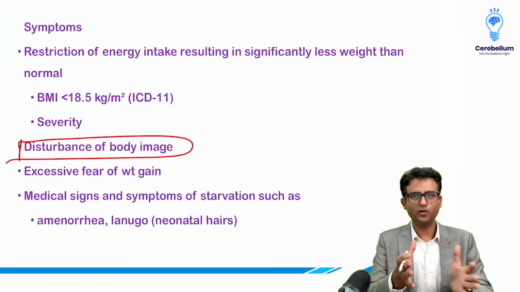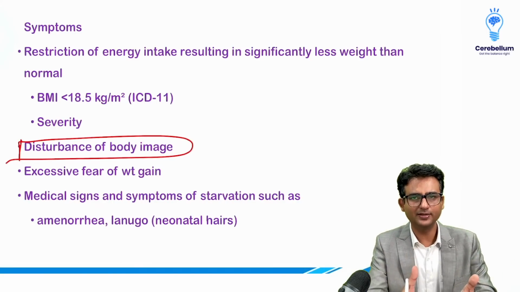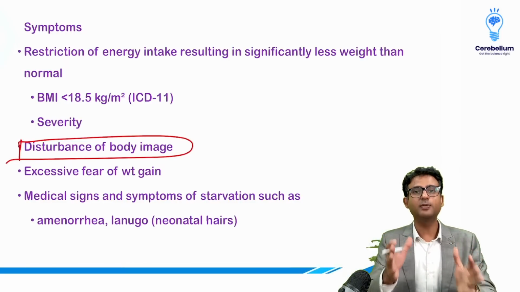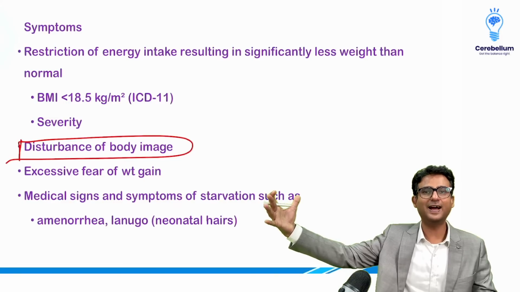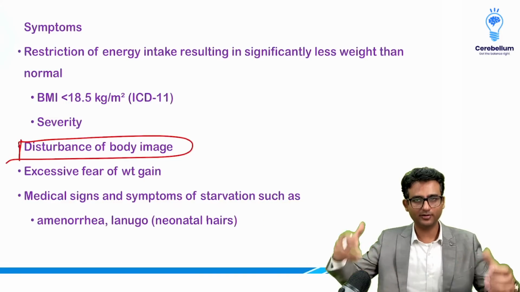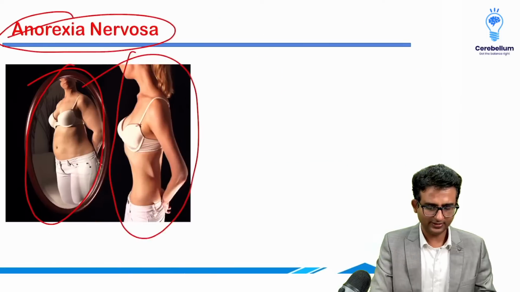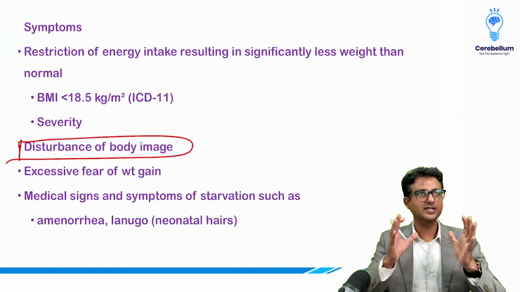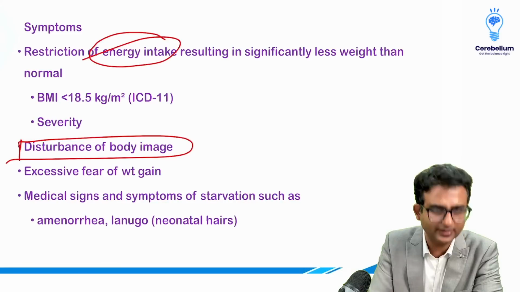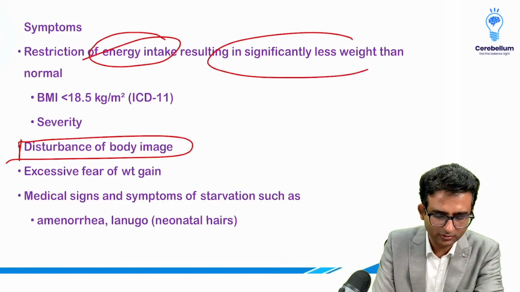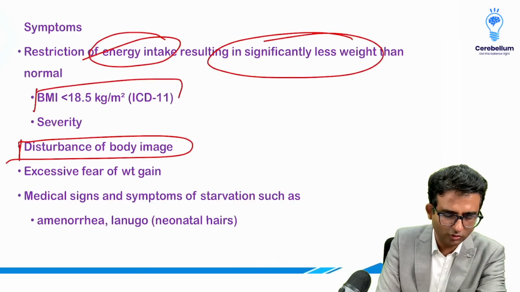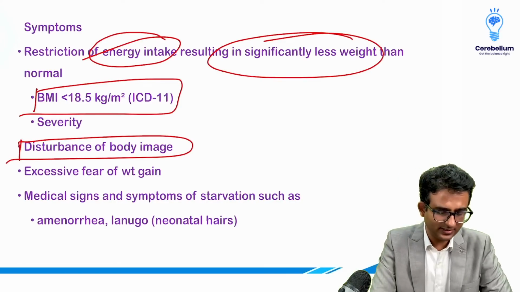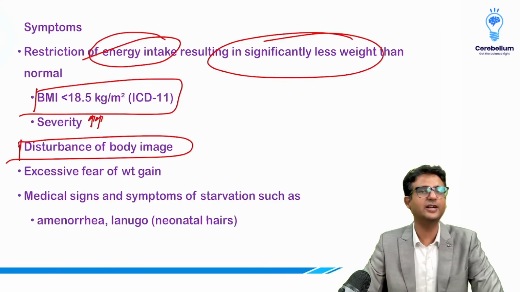Normally, if you are abnormal in weight, you feel that you are normal in weight, right? Sometimes even when you are normal in weight, you feel as if you are very fat. And you start trying to lose weight and then this happens. This is anorexia nervosa. So there are 4 things. There is significant restriction of energy intake leading to weight loss and the BMI goes below 18.5 kg per meter square. The lesser the BMI is, the more is the severity of anorexia nervosa.